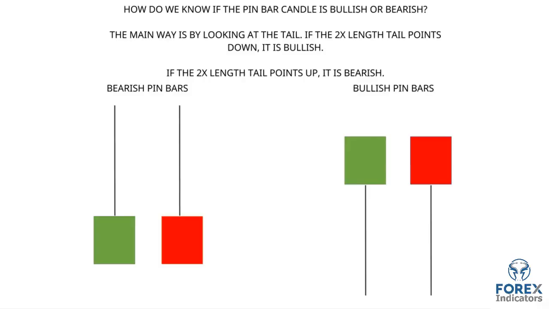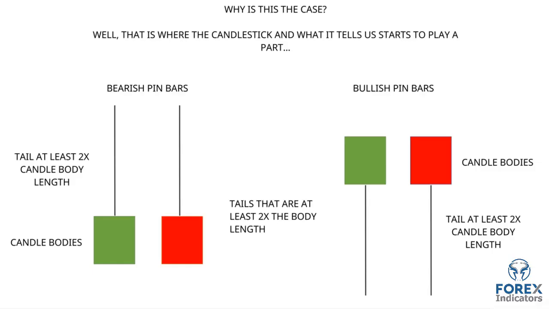How do we know if the pin bar candle is bullish or bearish? The main way is by looking at the tail. If the 2 times length tail points down, it is bullish. If the 2 times length tail points up, it is bearish. Why is this the case? Well, that is where the candlestick and what it tells us starts to play a part.